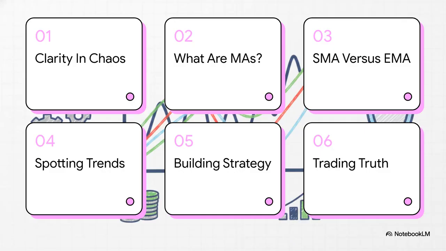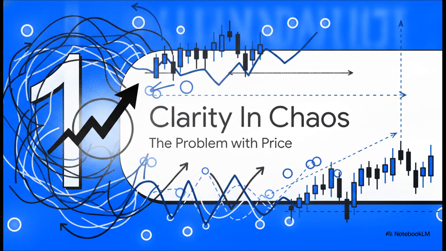So here's our roadmap for today. We'll kick things off by finding clarity in the chaos, define exactly what moving averages are, compare the SMA to the EMA, show you how to spot trends and crosses, build a practical trading strategy, and wrap it all up with the ultimate trading truth. Let's get into it. Starting off with Section 1, Finding Clarity in Chaos and the Core Problem with Price.